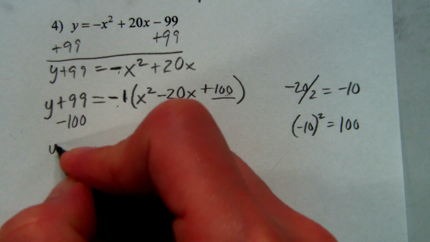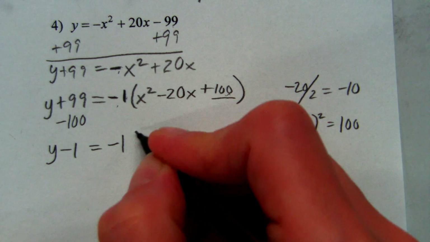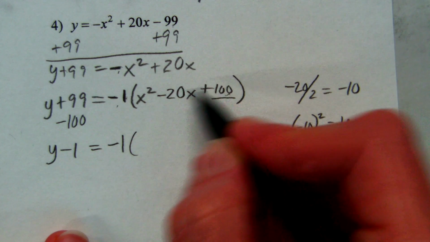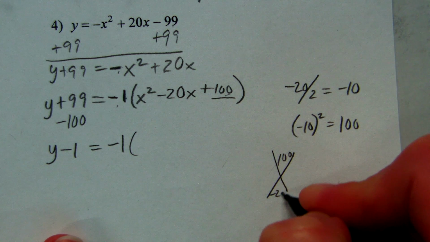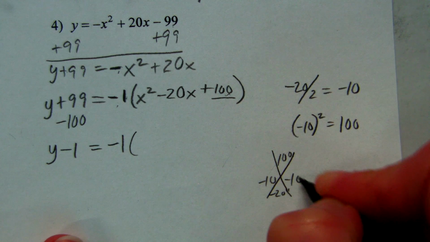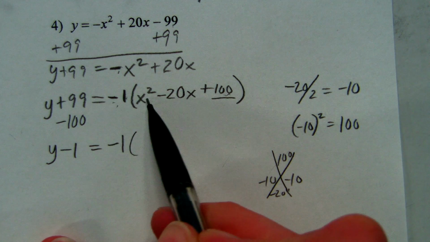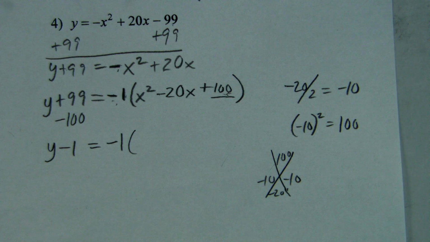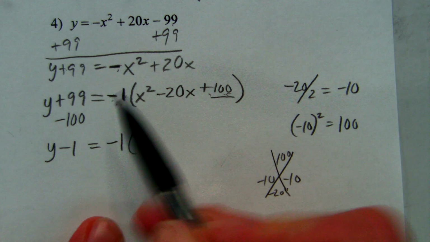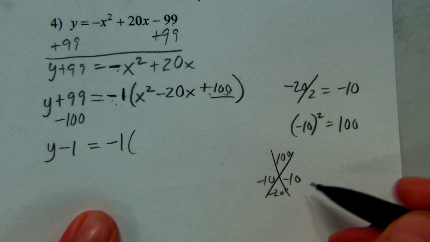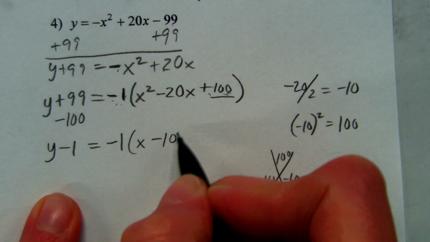And so this becomes just y minus 1. Over here I have -1, and then we factor what's in the parentheses. It multiplies to make 100 and adds to make negative 20, so that'd be negative 10 and negative 10. When you multiply by the negative 1, as long as it's in the parentheses, what's in the parentheses is positive. It's just if I thought about distributing this out. Okay, so we get negative 10 twice. So I'm going to have x minus 10 in here.